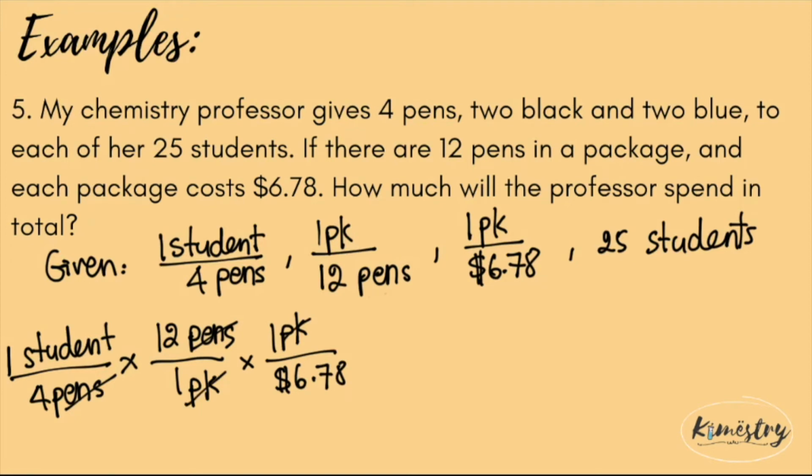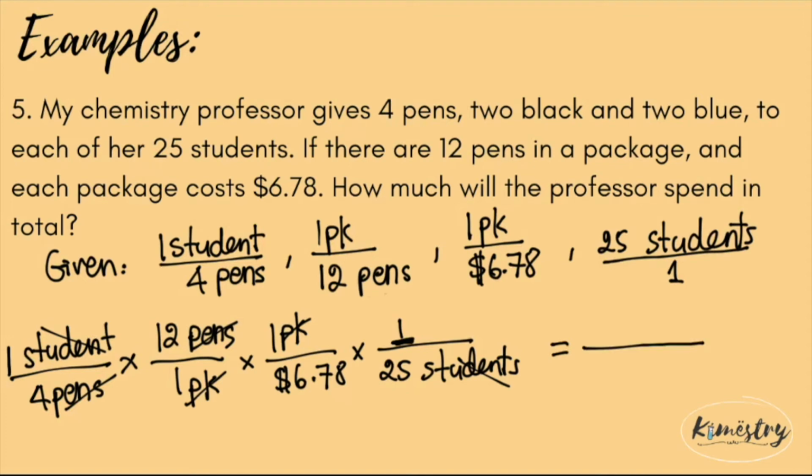Now I can cancel student. I can use 1 per 25 students. So this number 1 here is just like a placeholder because 25 students mean the same as 25 per 1. 25 divided by 1 is always going to be 25. So student cancels. Now if you look carefully, you will get some number per dollar. This is not what you want to get because like I said, you've got dollar at the bottom, but our question is asking how much it costs in dollars, not how much it costs per something, like no unit per dollar.